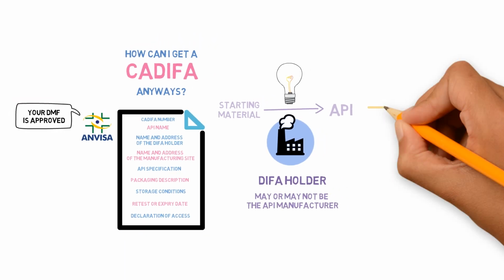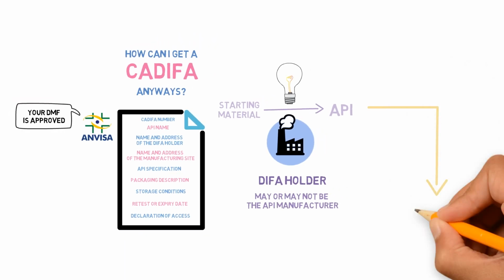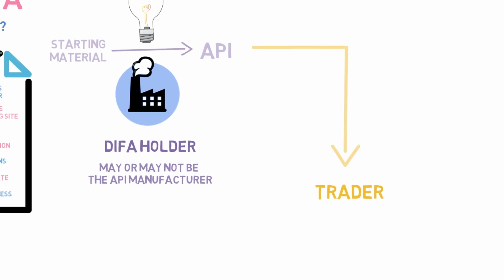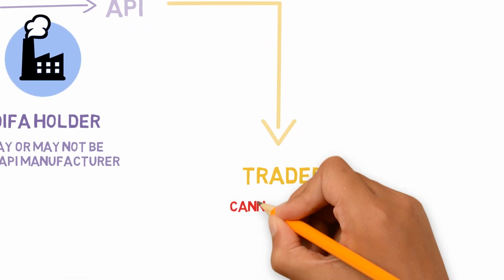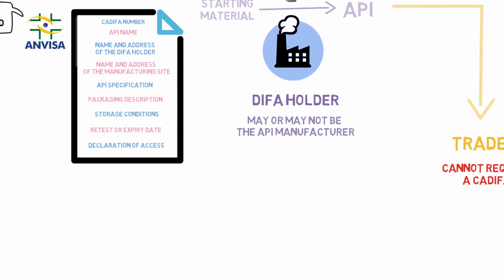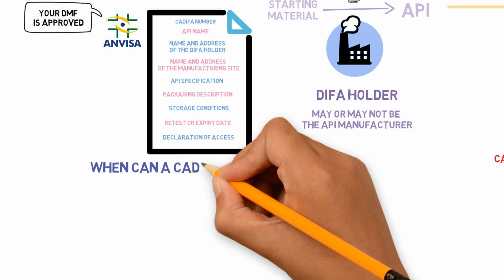If a company is only a trader and not part of the same group as the API manufacturer, this trader cannot be the DIFA holder, hence it cannot request a CADIFA. There are three situations when a CADIFA can be requested.